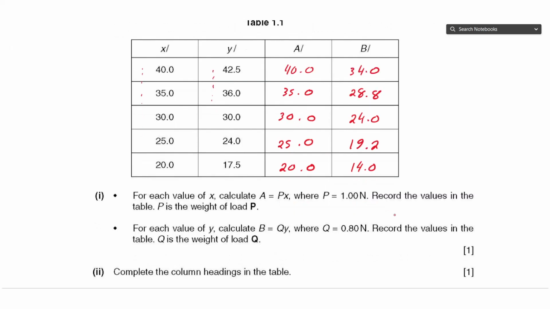Part II says complete the column headings in the table. So we had the distances in centimeters, so x and y are in centimeters. And for P and Q, the unit is Newton, and then they were multiplied by x and y, which were in centimeters. So we have units Newton times centimeter, so Newton centimeter for A and B.